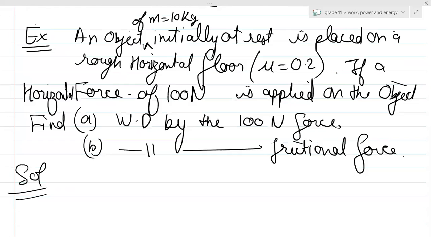This is your question. I have not drawn the pictorial representation of this question because that is what you people need to learn. So this is a statement given to you. Draw the diagram on your own and try to solve the question.